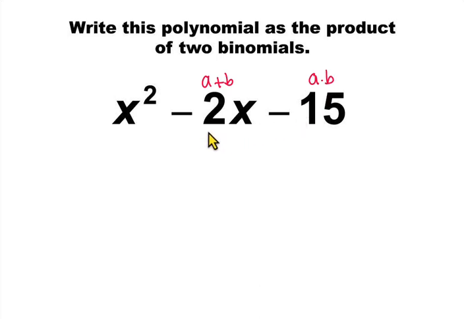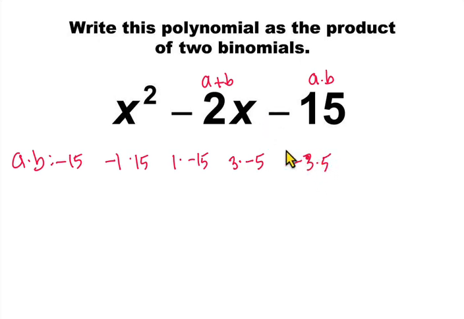If this polynomial can be factored, then we need to find the factors of negative 15 that add up to negative 2. Here are the factor pairs for negative 15, or the a times b. We have negative 1 times 15, 1 times negative 15, 3 times negative 5, and negative 3 times 5.